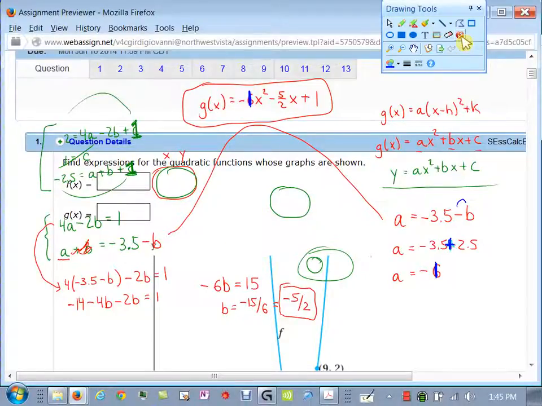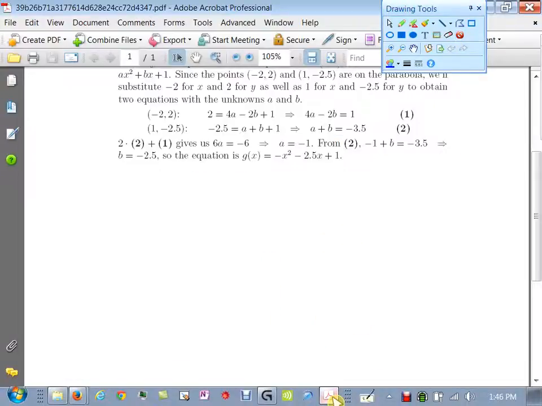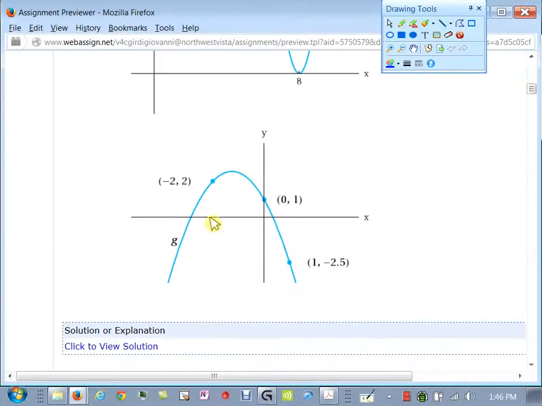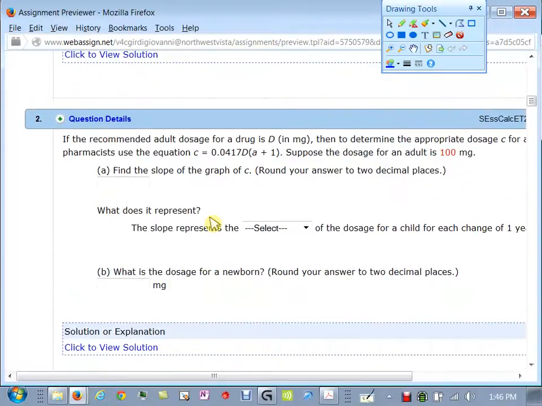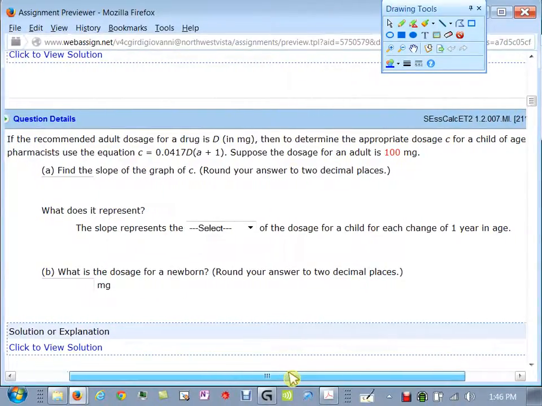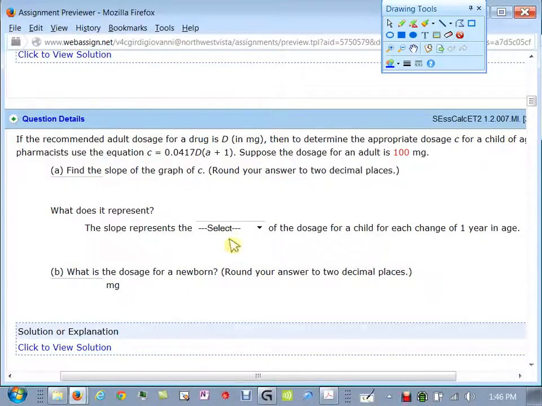And now, next problem. That was the first one. Wait a minute. Okay, second one here. If the recommended adult dosage for a drug is D in milligrams, then determine the appropriate dosage C for a child of age A. This is what pharmacists use. So here we go. Suppose the dosage for an adult is 100 milligrams.